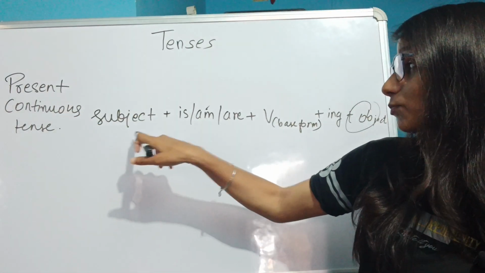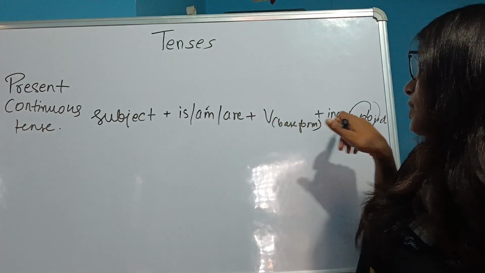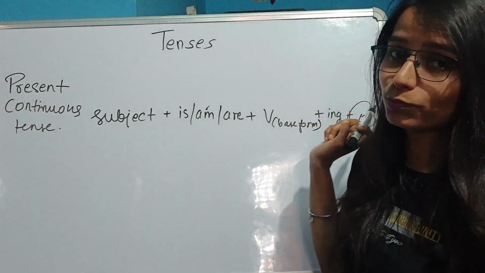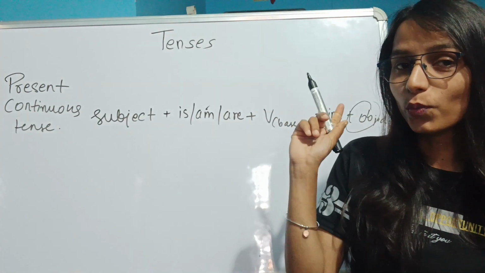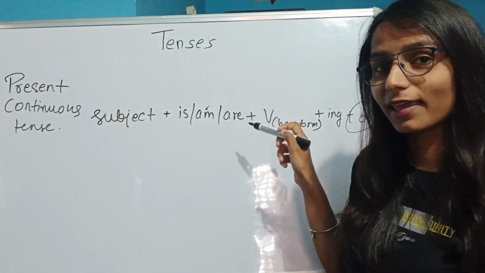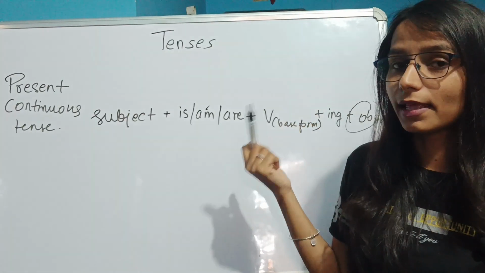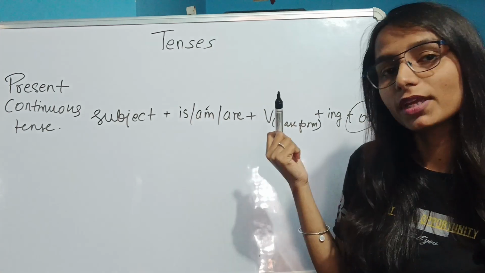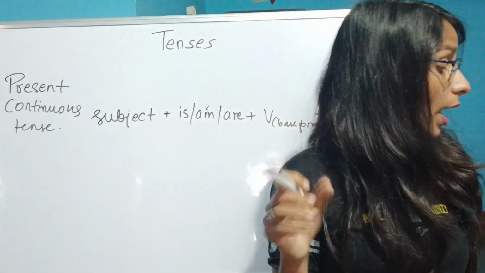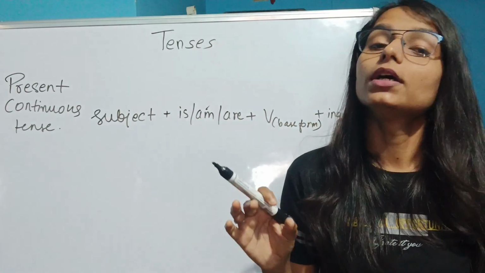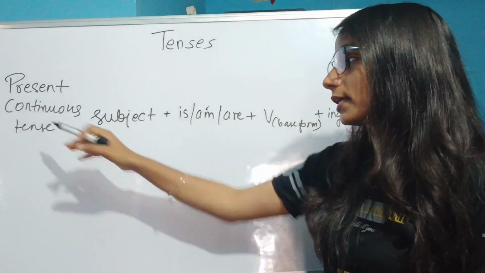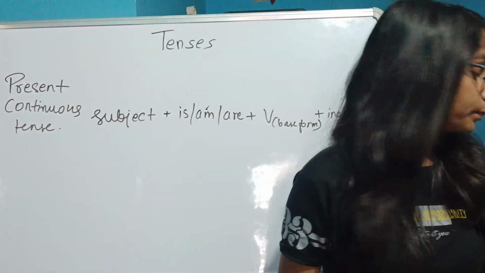So do the comment in the comment section, making 2 sentences of this sentence structure for present continuous tense: subject plus is/am/are plus verb base form plus ing plus object. In one sentence, again I'm saying, the verb should be a transitive verb, and the second sentence should have an intransitive verb. Okay, so I'm going to read aloud the points I have written regarding this present continuous tense.